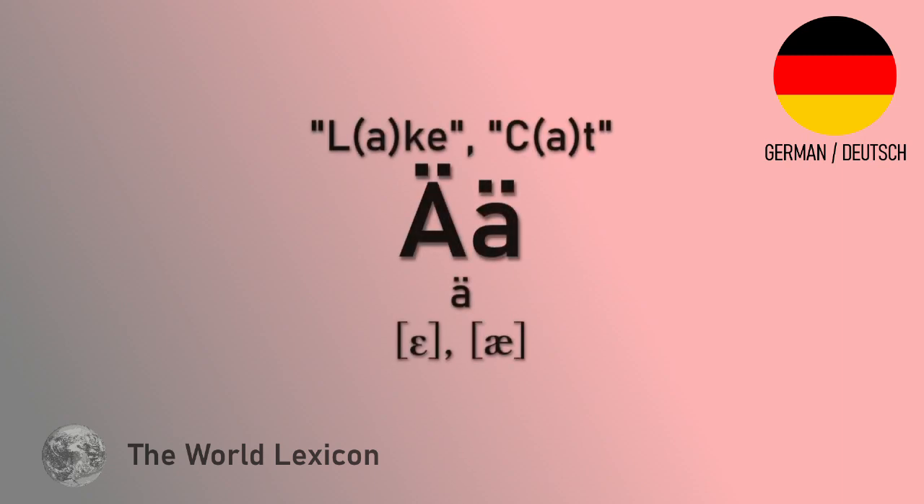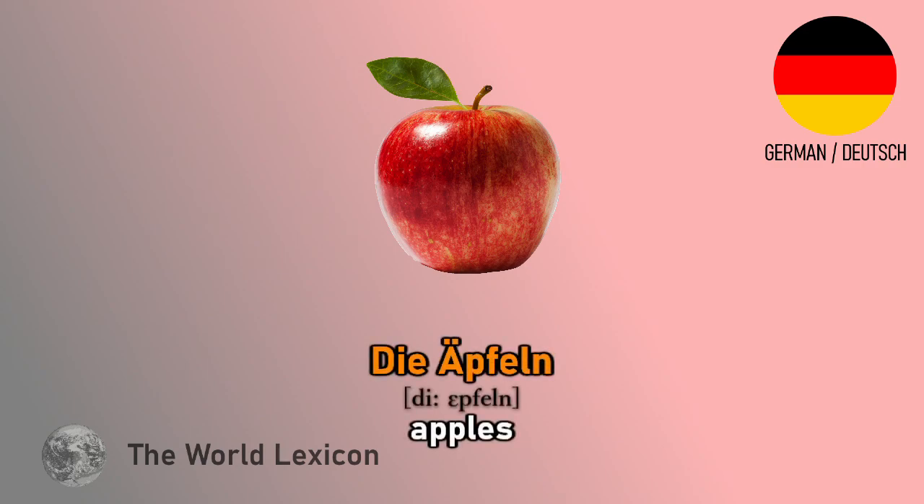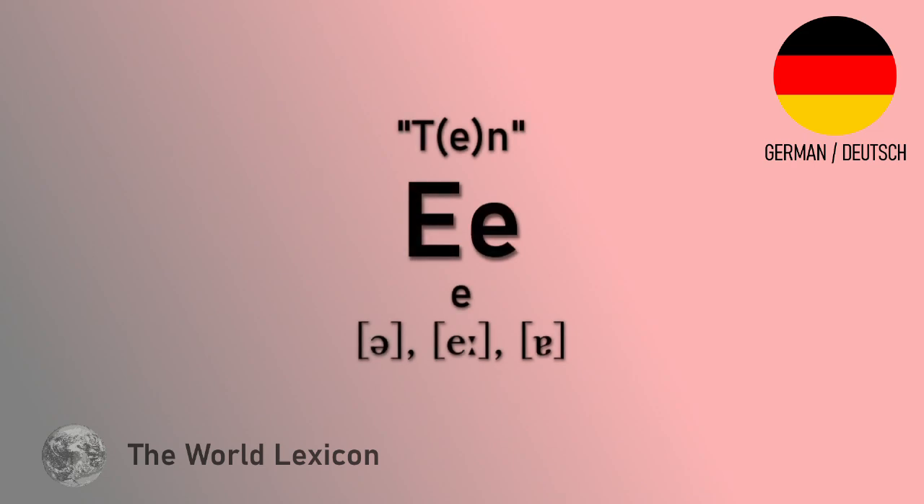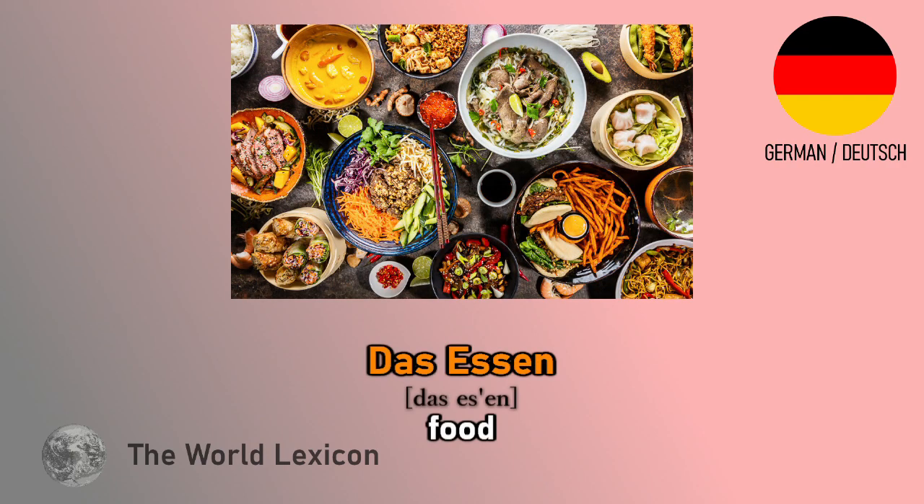Next is a. This can be the A in lake or cat. Die Äpfel. Note the change from der to die. That will be important later. Next is ä. This is more like the vowel sound in 10. Das Essen.